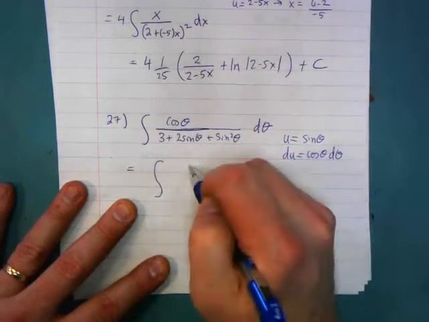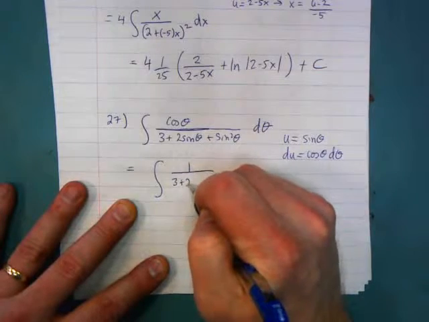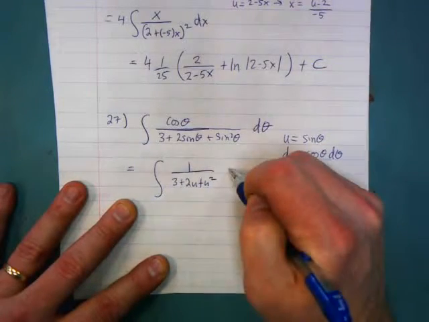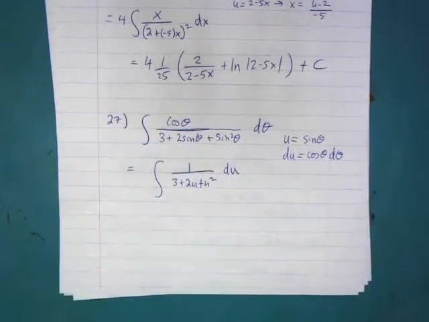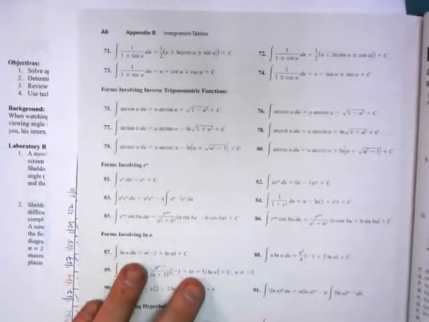So this becomes 1, so you wanted a 1 on top, 3 plus 2u plus u squared du. Now we don't even have to look at the trig function. Correct. Now this really isn't a trig function problem at all. Sneaky. All right, so now we're looking for a plus bu plus u squared, it looks like to me. Let's see if we can find one that looks like that.